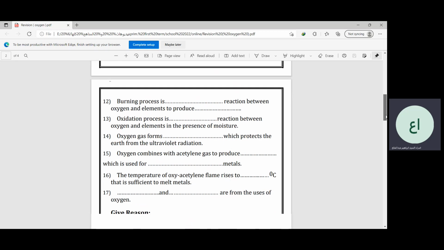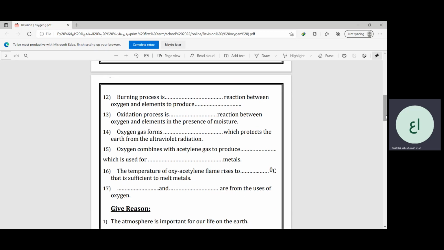Number 12. burning process. عندنا two ways of combination between the oxygen and most of elements. عندنا two ways. The first one oxidation, the second burning or combustion. قلت لكم هو نفس المينينج. The first one الأكسيديشن دي بتكون slow combination between the oxygen and element in the presence of moisture. Okay. أو moist environment or humidity. Okay.